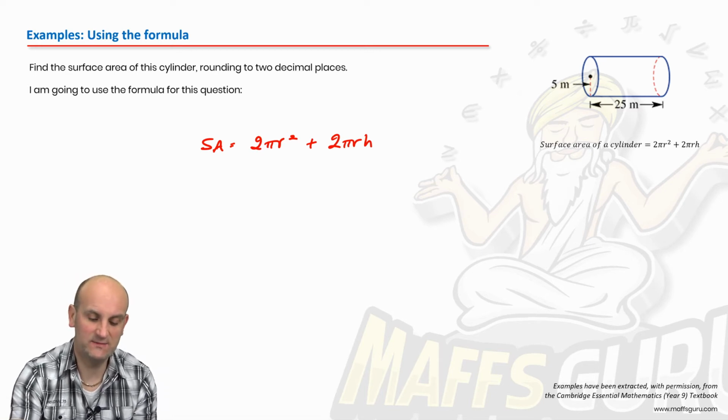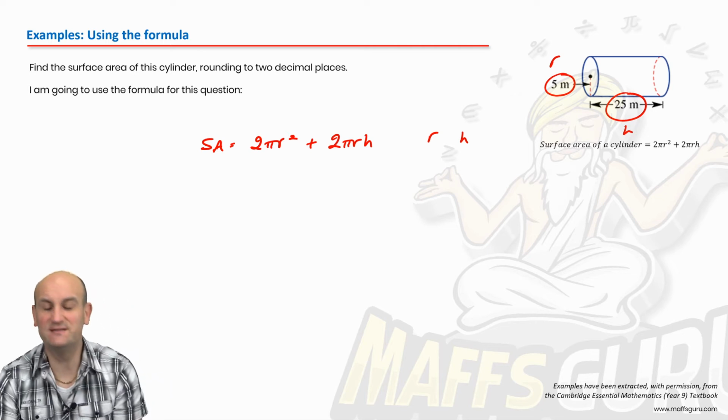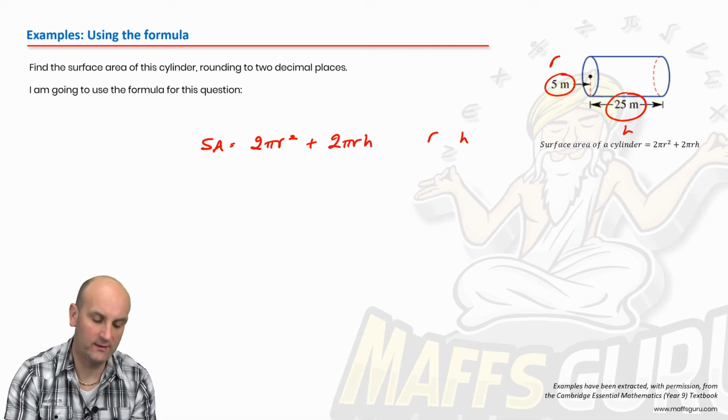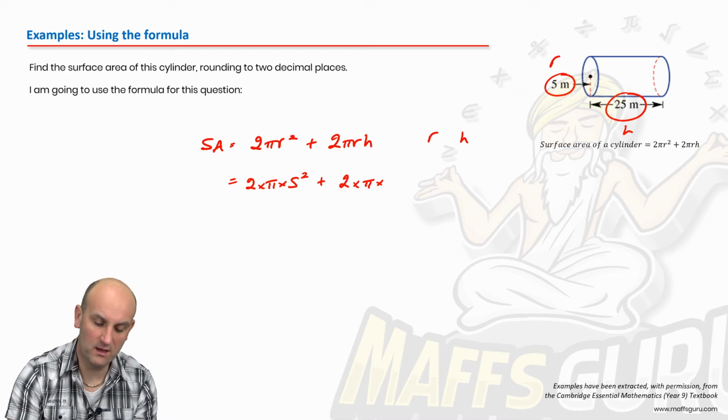So realistically speaking, this formula tells me I need to know the value of r and the value of h. Do I know the value of h? Yes, it's 25. Do I know the value of r? Yes, it is 5. And so, what do we get? We get the surface area is equal to 2 times pi times r squared, which is 5 squared, plus 2 times pi times r, which is 5, times h, which is 25.